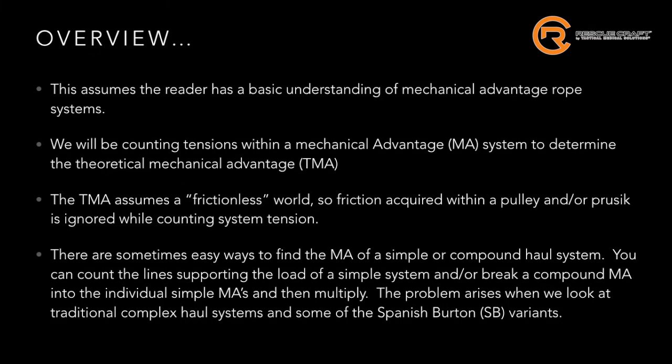There are sometimes easy ways to find an MA of a simple or compound haul system. You may count the lines supporting the load of a simple system, or break down a compound mechanical advantage into its individual simple MAs and then multiply them together, and we'll see those here in a couple slides. The problem arises when we look at a traditional complex haul system and some of the Spanish Burton variants.